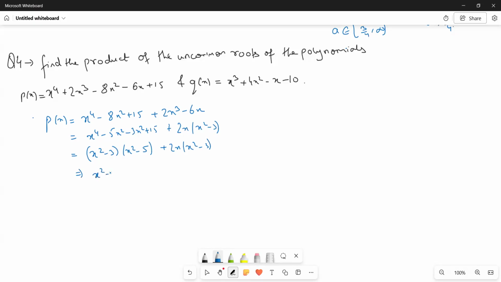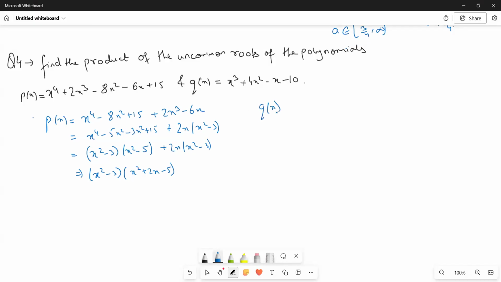तो ये हो गया x square minus 3 taken common, x square plus 2x minus 5. So the roots of P(x) would be given by these two. Either x is plus minus root 3, and यहाँ से आ जाएगा x square plus 2x minus 5 से दो रूट्स यहाँ से आ जाएगा.